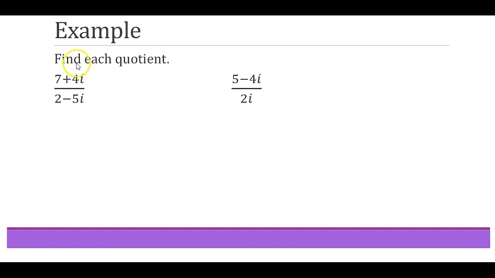Okay, let's do it. Let's find each quotient. So I have 7 plus 4i divided by 2 minus 5i. To divide complex numbers here, we're going to take the conjugate of the denominator. That's important. It has to be the denominator. So the conjugate of the denominator is 2 plus 5i. And we're going to multiply by that on the top and on the bottom. We can do that because this is like multiplying by 1.